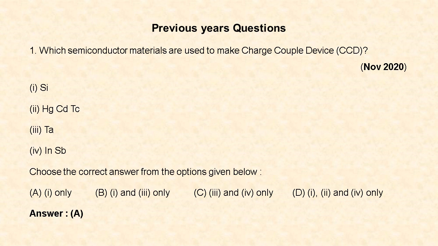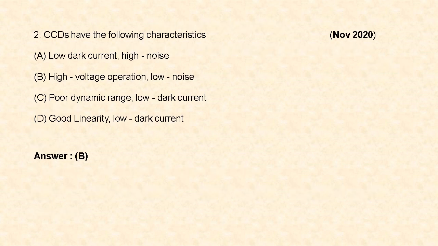Here the answer is silicon, because charge coupled devices are made only of silicon. So option A is correct. Second question, CCDs have the following characteristics. This question was also asked in November 2020. Option A, low dark current, high noise. Option B, high voltage operation, low noise. Option C, poor dynamic range, low dark current. Option D, good linearity, low dark current.